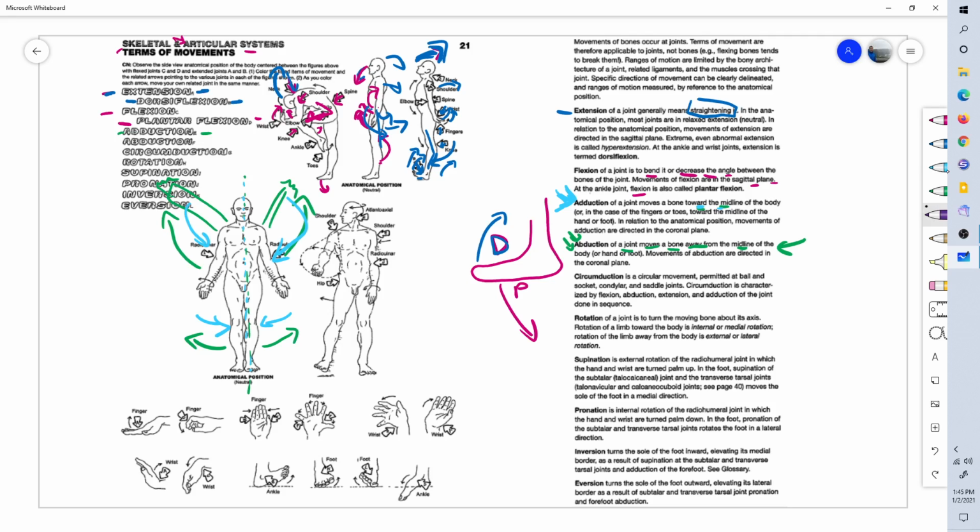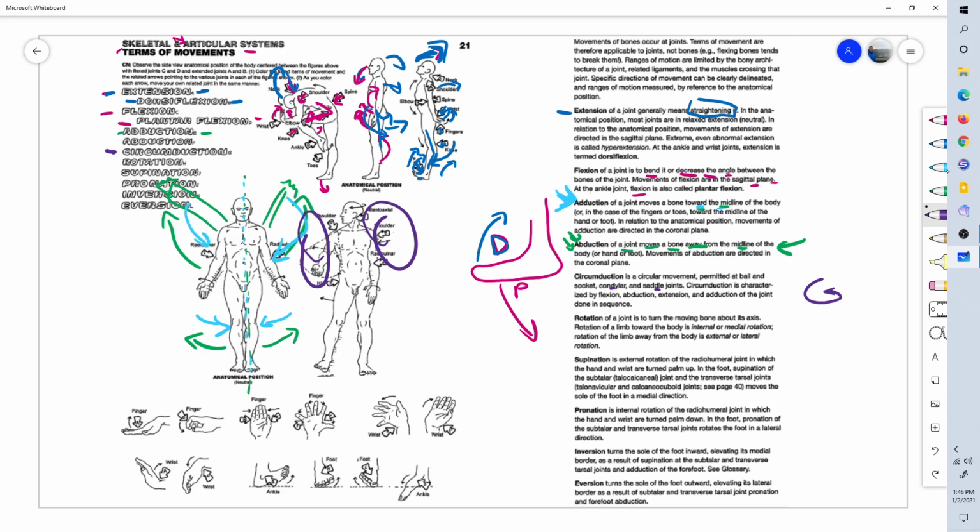Circumduction now is a circular movement at ball and socket, condylar, and saddle joints. Circumduction is an all-around type movement, around and around and around. Let's say you take your shoulder and you go take it all the way up and around like this. And you do, like a lot of people do, a windmill exercise on their shoulder. That's circumduction.